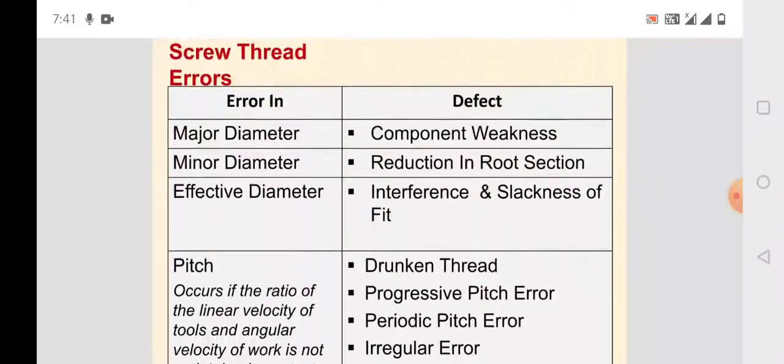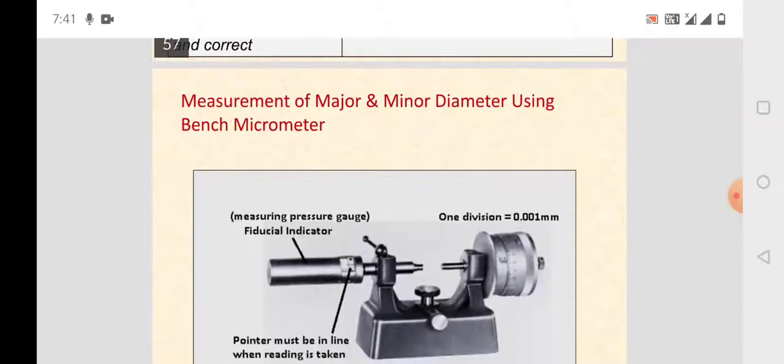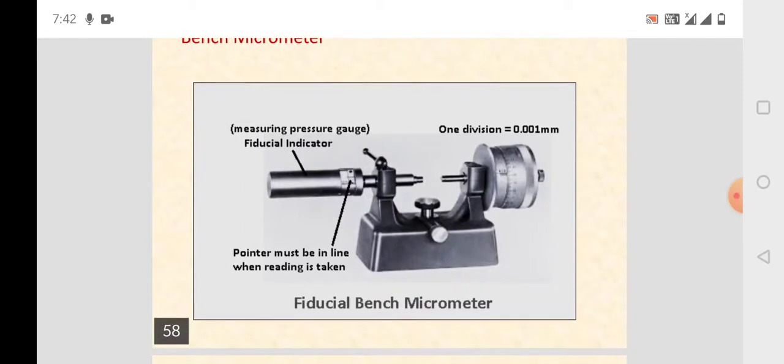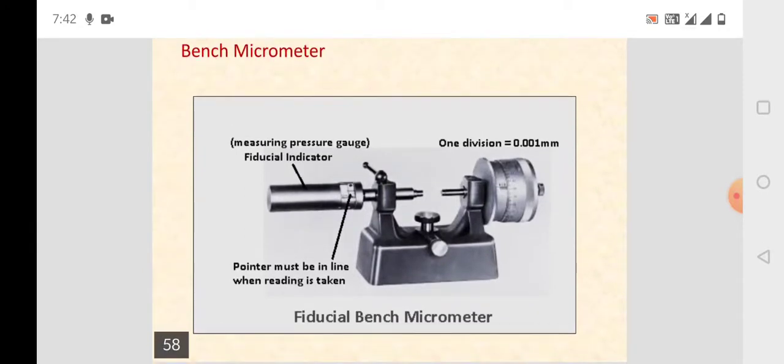So how we can measure these dimensions, that we are going to see. Measurement of major and minor diameter using a bench micrometer. This is just a micrometer which has a certain base, and it can be directly mounted on a bench. The micrometer scale is calibrated on this cylinder, and there are two anvils shown here, where we can hold the screw.